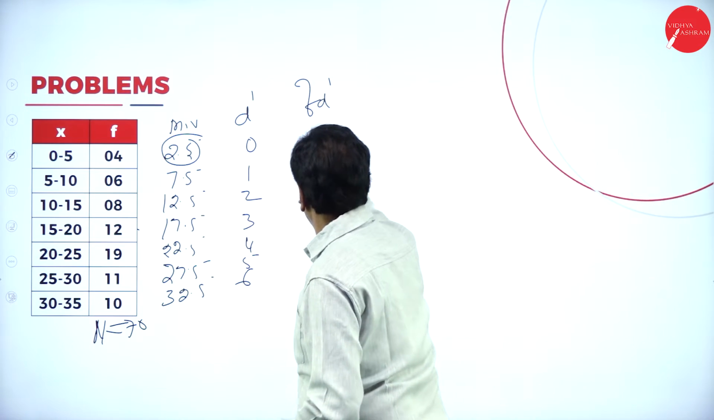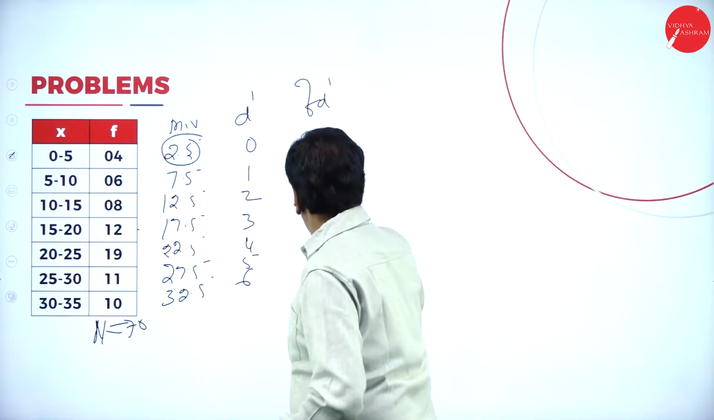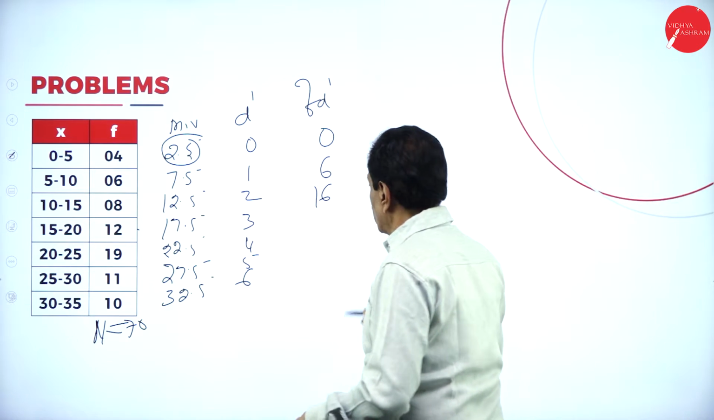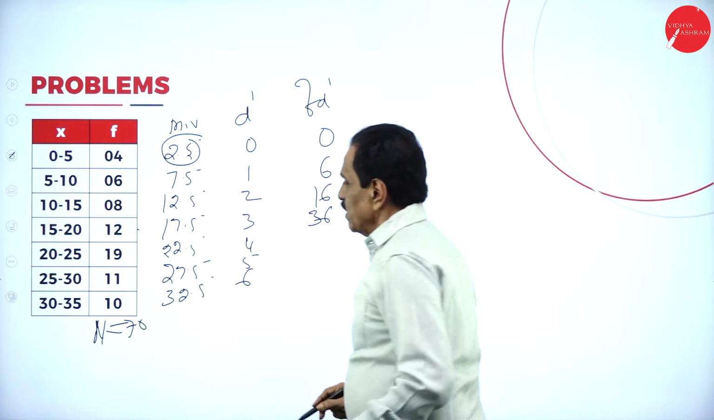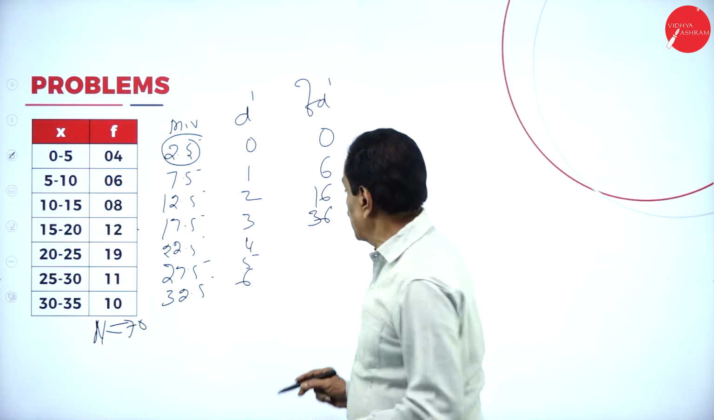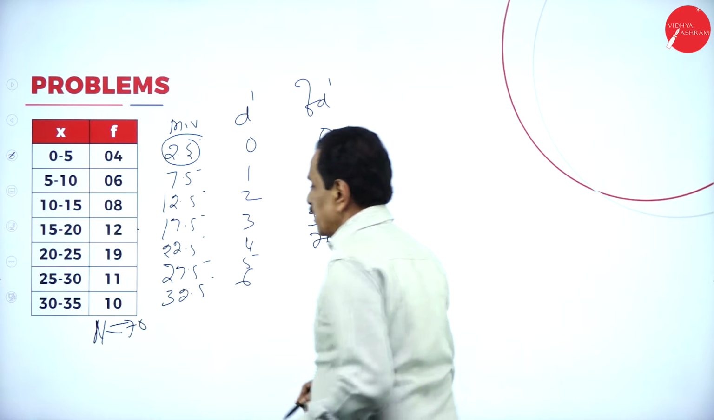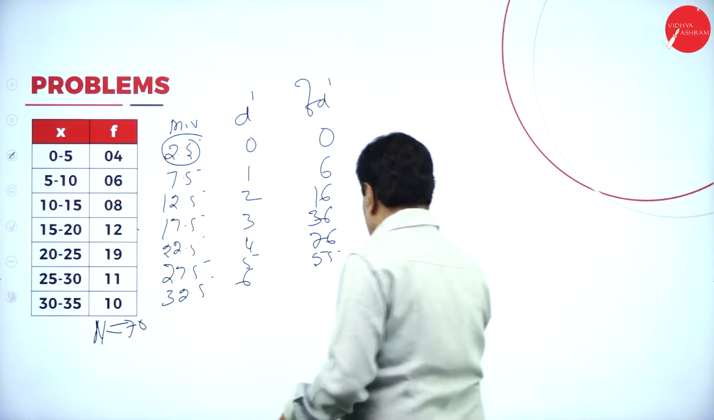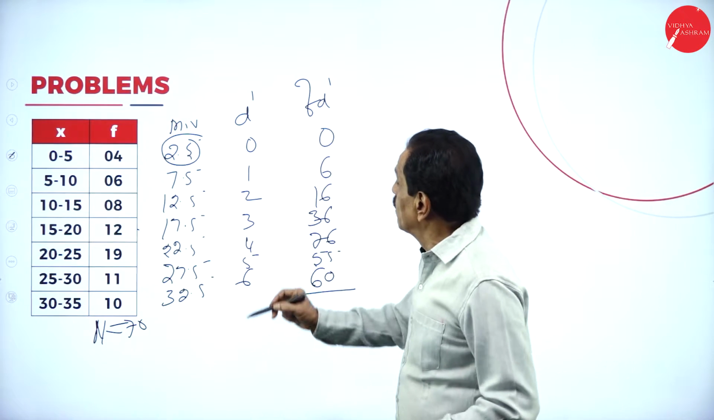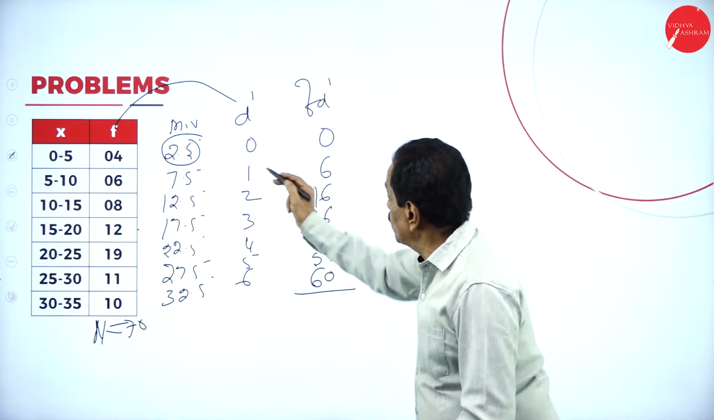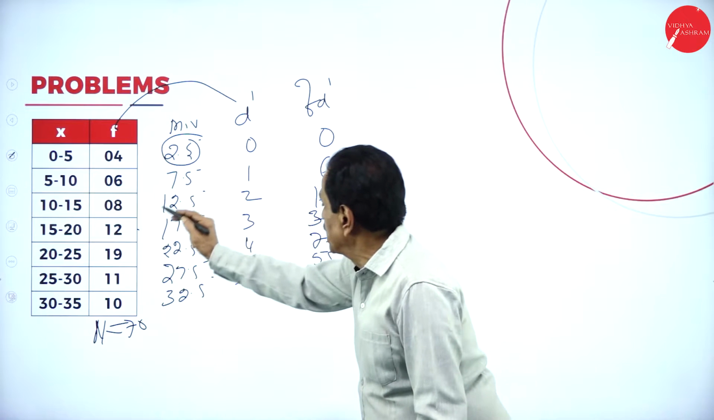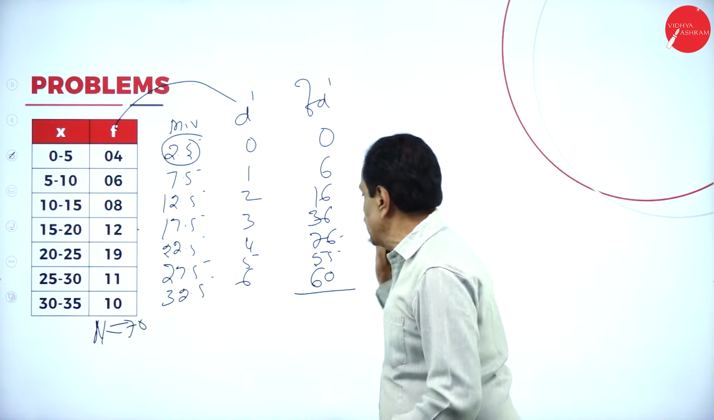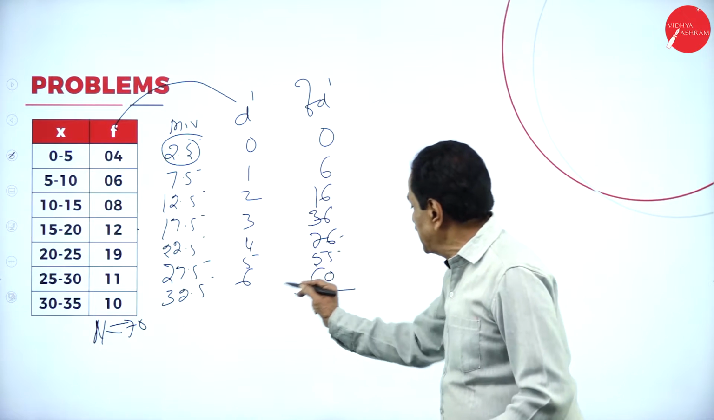4 into 0 is 0. 6 into 1 is 6. 8 into 2 is 16. 12 into 3 is 36. 19 into 4 is 76. 11 into 5 is 55. 10 into 6 is 60. How to do it? ft': 4 into 0, 0. 6 ones are 6. 8 twos are 16. 12 threes are 36. 19 into 4 is 76. 11 fives are 55. 10 sixes are 60.